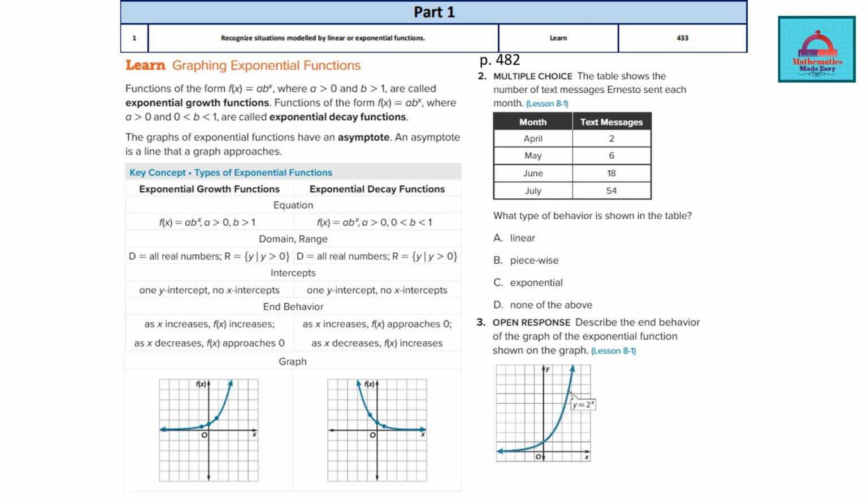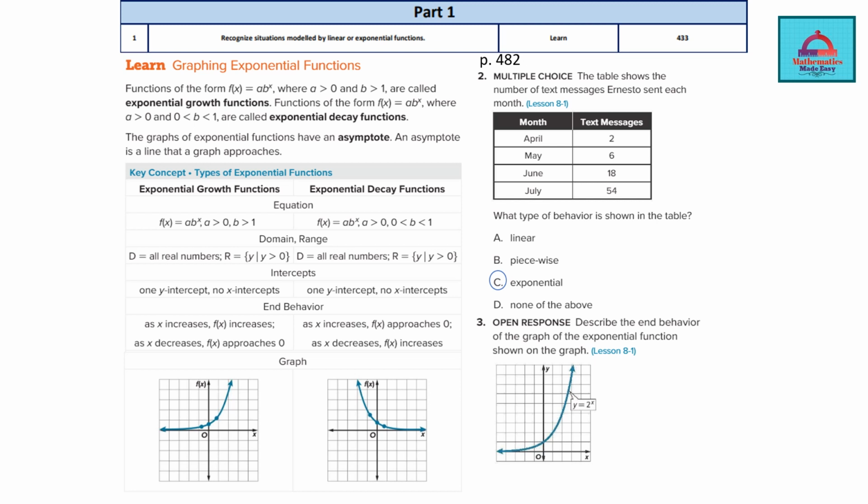If you see, exponential functions are of 2 types, exponential growth and exponential decay. Exponential growth is increasing, exponential decay is decreasing. The key concept and the important equation, domain and range, intercepts and behavior is shown here. I have taken here some questions from page 482, question 2 and question 3, and you are given the answers for these questions. So what type of behavior is shown in the table?